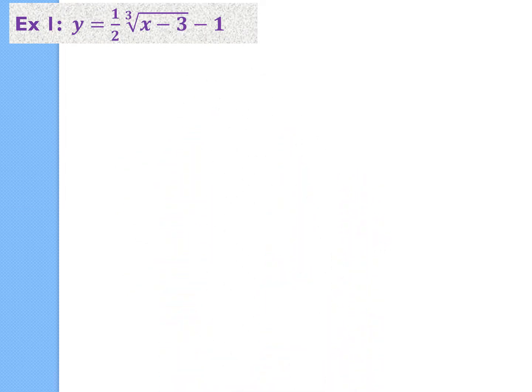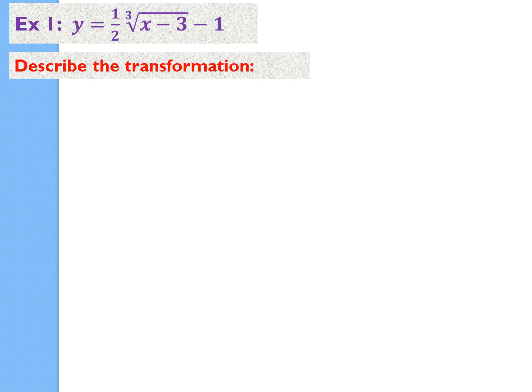So here we are looking at example 1. y equals 1/2 times the cube root of x minus 3, minus 1. So let's describe that transformation. The minus 3 underneath the radical indicates that we're going to move to the right 3. The minus 1 outside of the radical indicates that we're going to be moving down 1. And the 1/2 outside indicates a vertical shrink of 1/2.